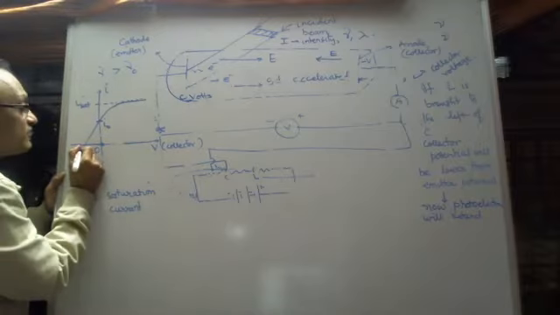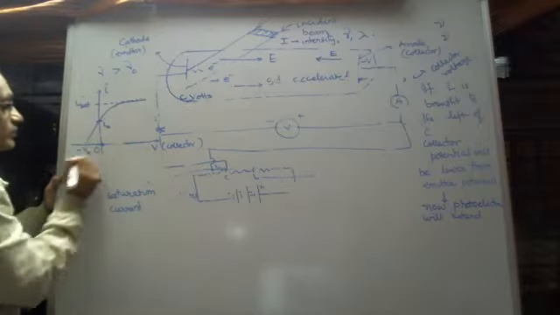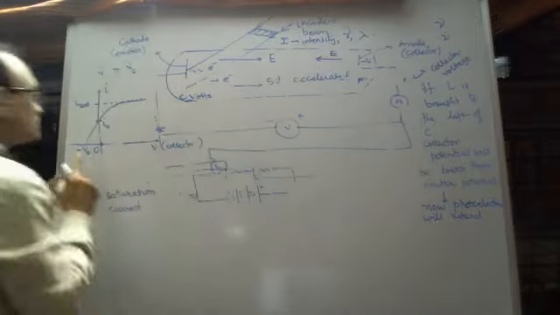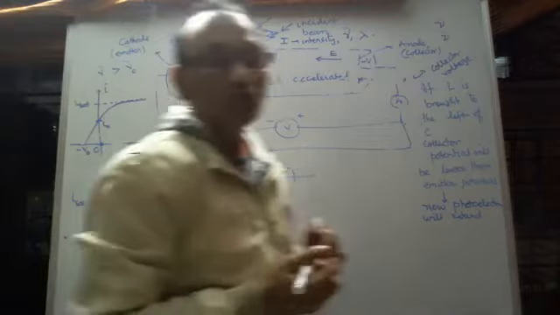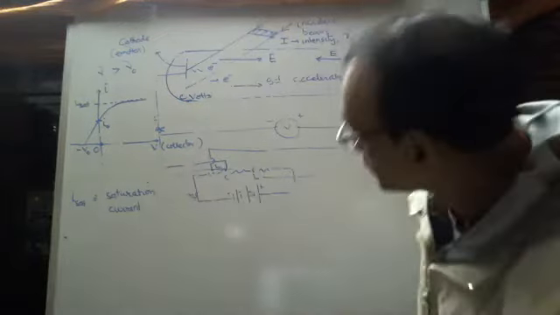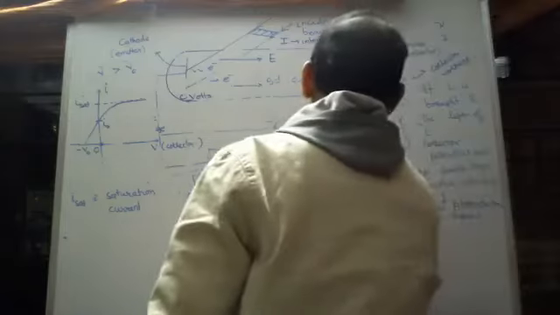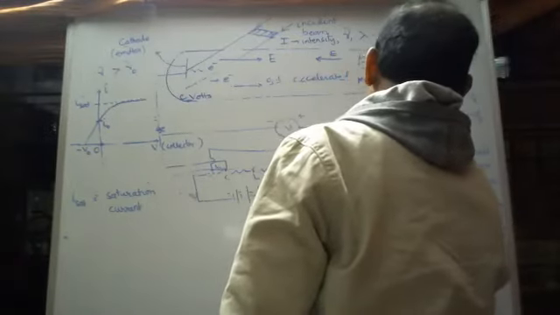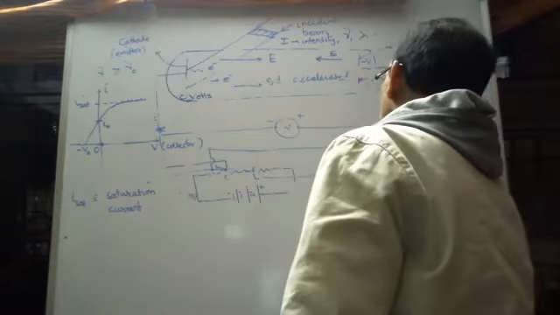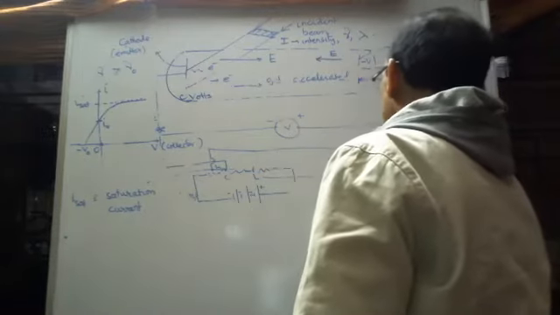Eventually at some V equal to minus V naught, photocurrent will become 0. For some V equal to minus V naught, photocurrent becomes 0.